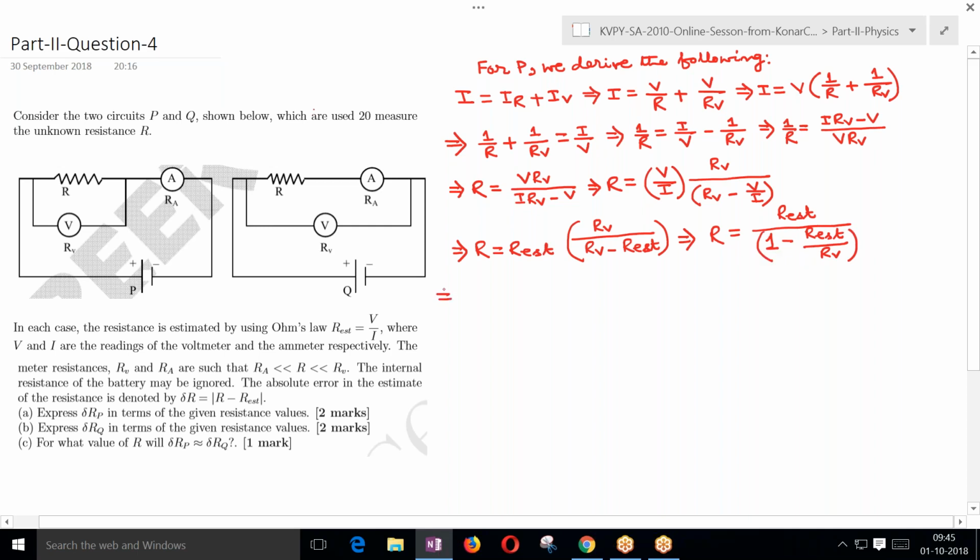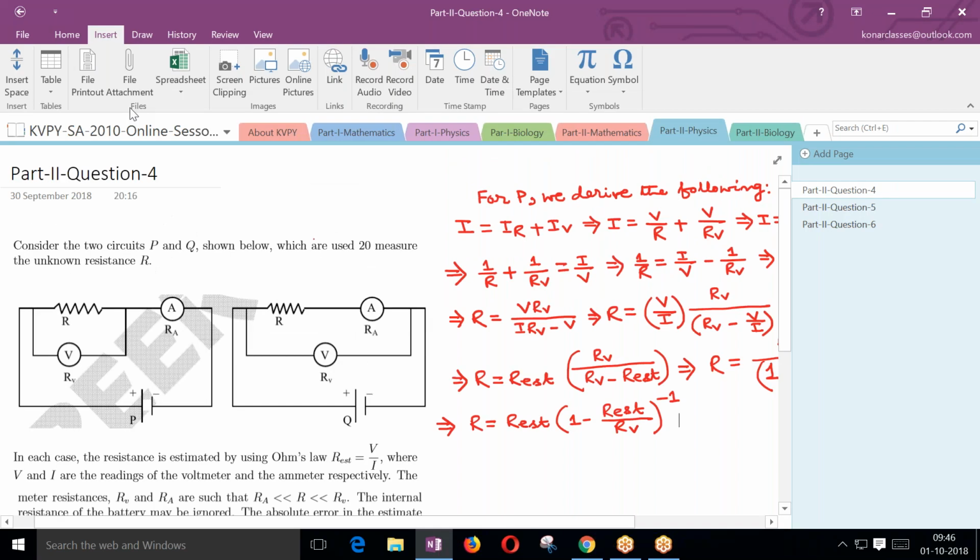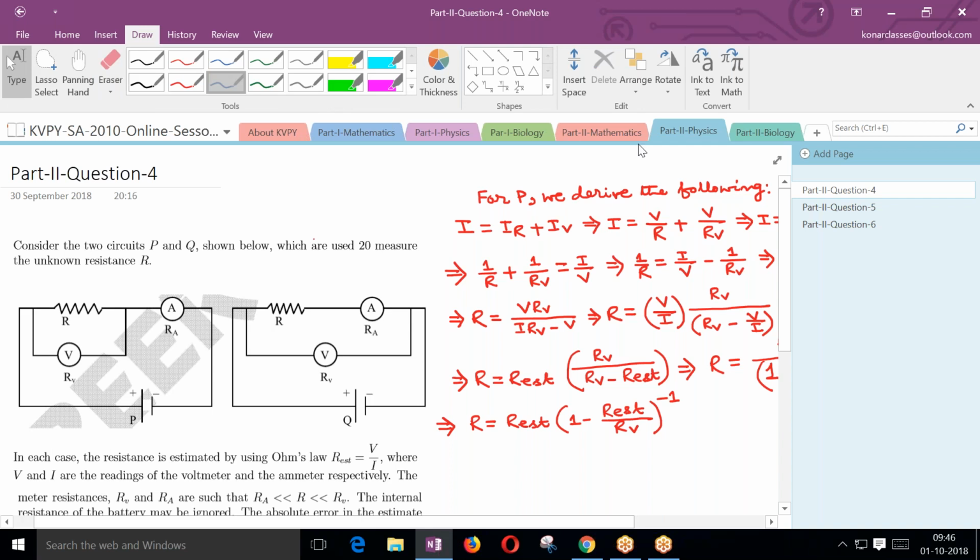From here we get R is equal to R_EST into 1 minus R_EST divided by R_V, power minus 1. We come to a very good juncture, and here we need to apply the concept of the binomial theorem to expand this series. There is a formula in the binomial theorem, if you are done with the binomial theorem, then you must know this.